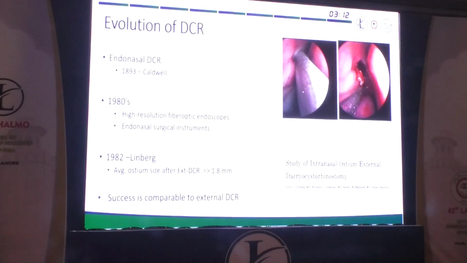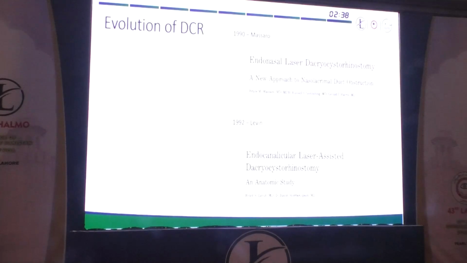But all the studies done in these years on endoscopic DCR refer to the study from Lindberg from 1982. Lindberg made an endoscopic view of the external DCR cases, and he found out that after the healing period, the actual ostium size is on average 1.8 millimeters, and that doesn't have a negative effect on the success. So right now the technique has evolved and has progressed and has a high success rate like external DCR.